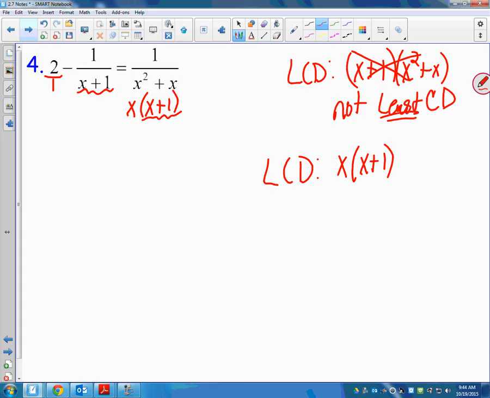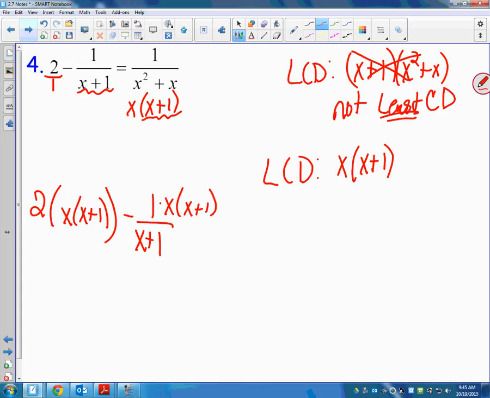So I'm going to rewrite this once it's a mess here. I'm going to say 2 times x plus 1, minus 1 over x plus 1, times x plus 1, equals 1 over x times x plus 1. I don't know why I have so many parentheses there. And notice I'm going to use my factored out denominator, x times x plus 1. Again, really important step that you know you're multiplying every single part of that problem by the common denominator. And then you get to cross out everything that crosses out.